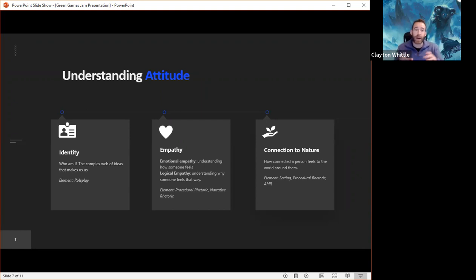The second part of attitude is what we call empathy. And we like to talk about emotional empathy and logical empathy. Emotional empathy is that I understand how someone feels. I understand that you're sad about the environment. I understand that you're stressed about the environment. Logical empathy is why, and that's where games really shine. I understand why because I understand the struggles you've gone through.